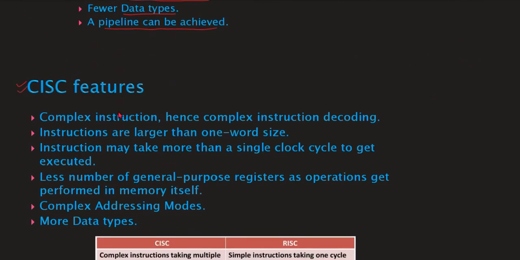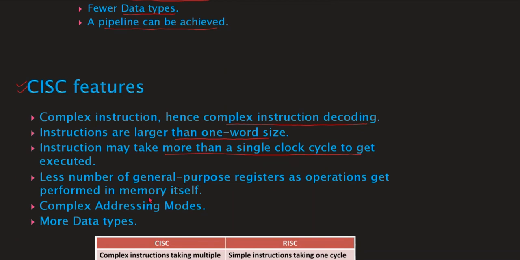In the CISC type of processors, the instructions will be complex, hence complex instruction decoding will be required. Instructions are larger than one word, so it takes more than one clock cycle to execute a particular instruction. And fewer general purpose registers are there, because the instruction will not be executed with the help of general purpose registers. It will be executing directly without the help of registers, so it takes more time.